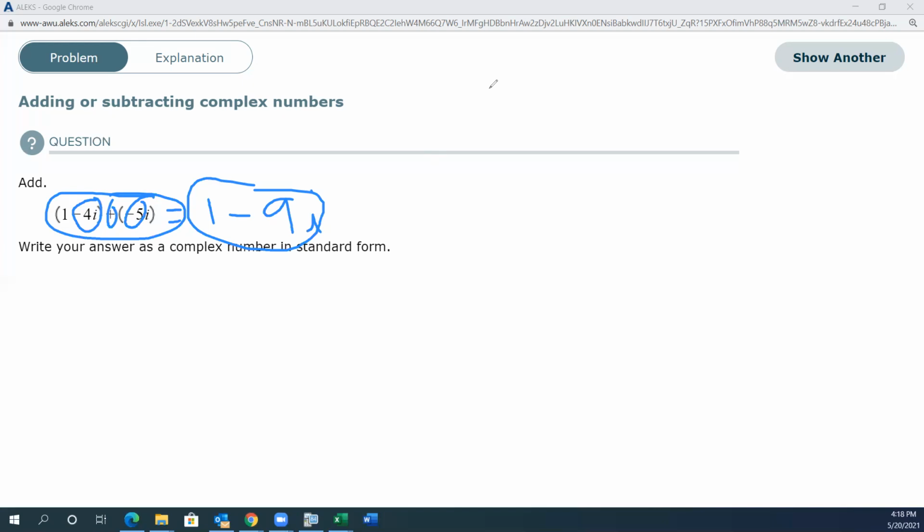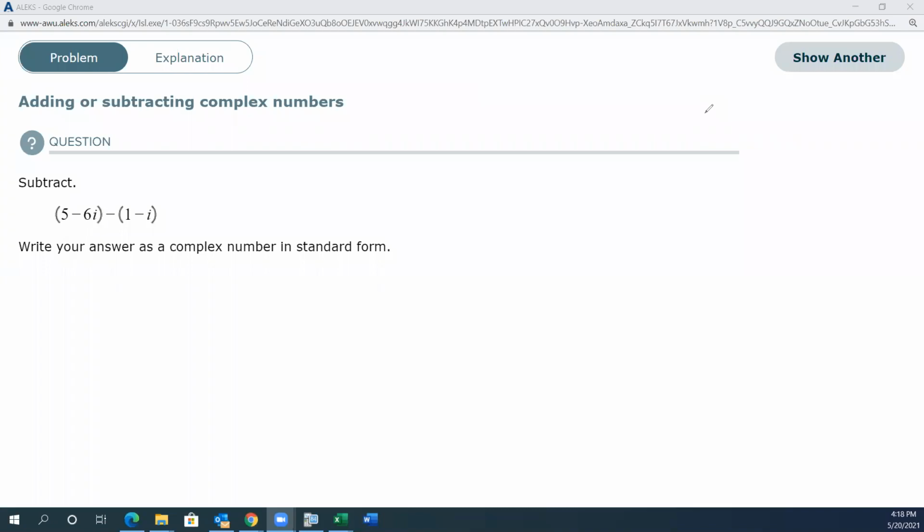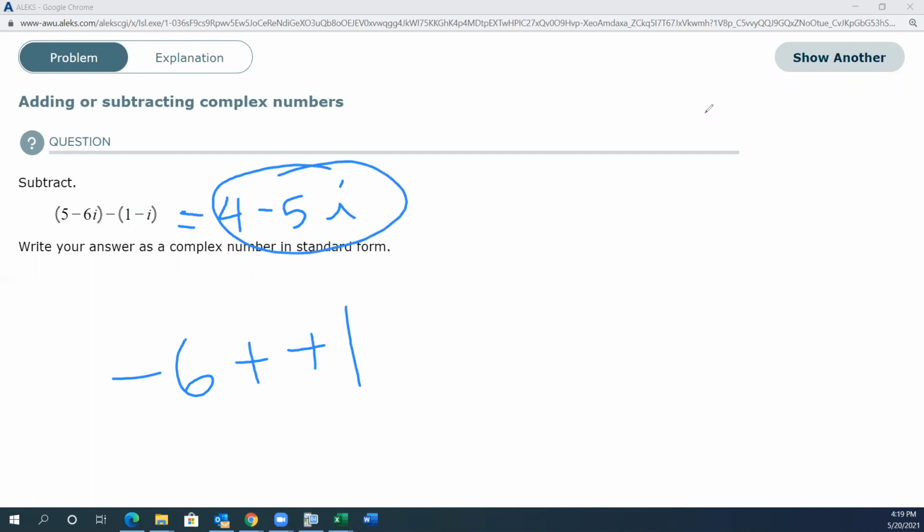Let's see if we can find another one to bring you all kinds of happiness and joy. So we've got 2 complex numbers, and 5 minus 1 is 4. Then we've got negative 6i minus negative i, which is minus 5i, because negative 6 minus negative 1 makes negative 5. And I got it.